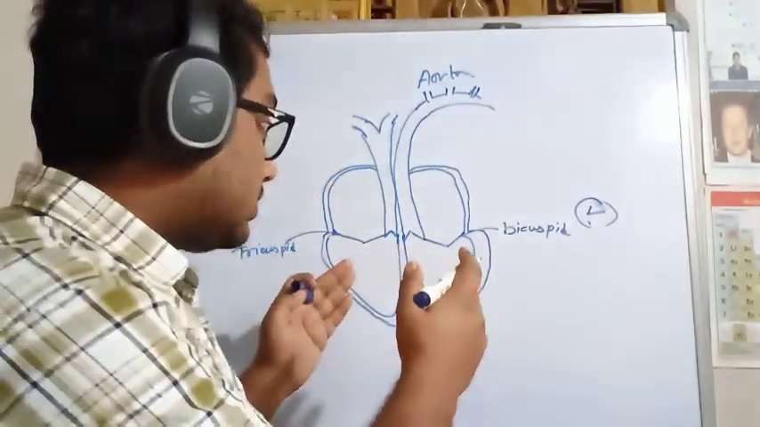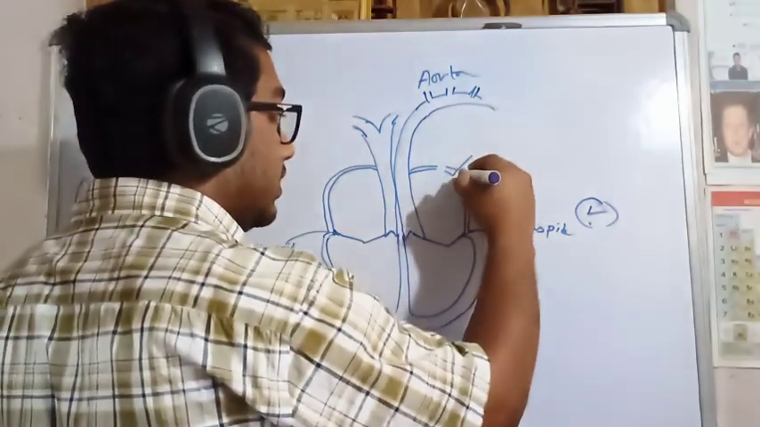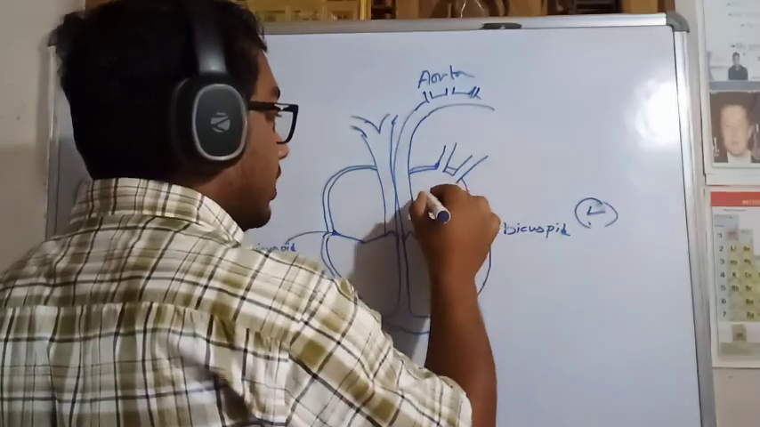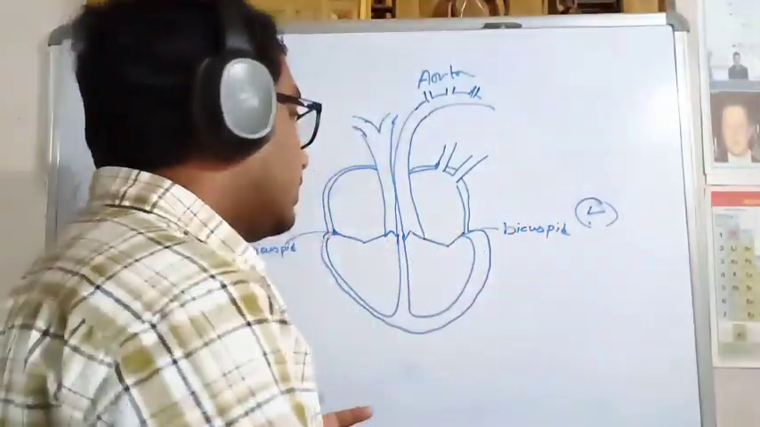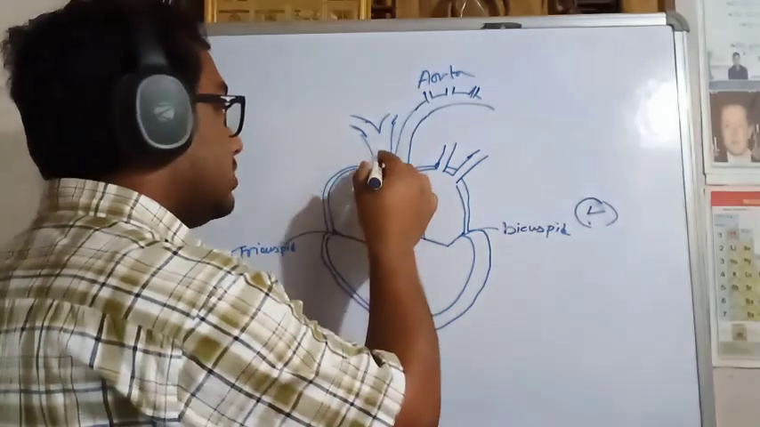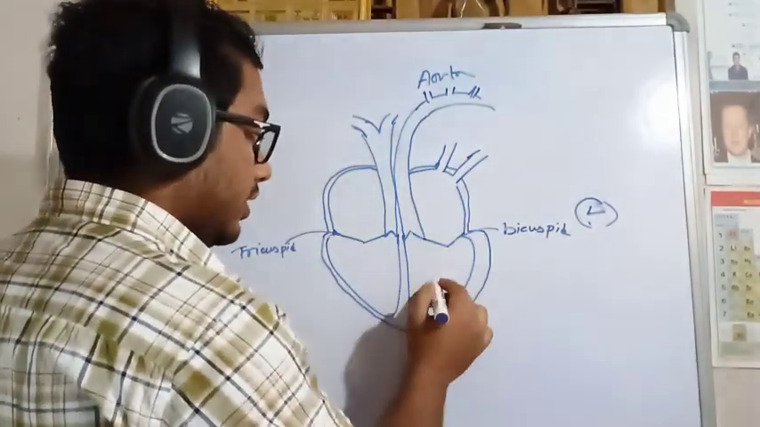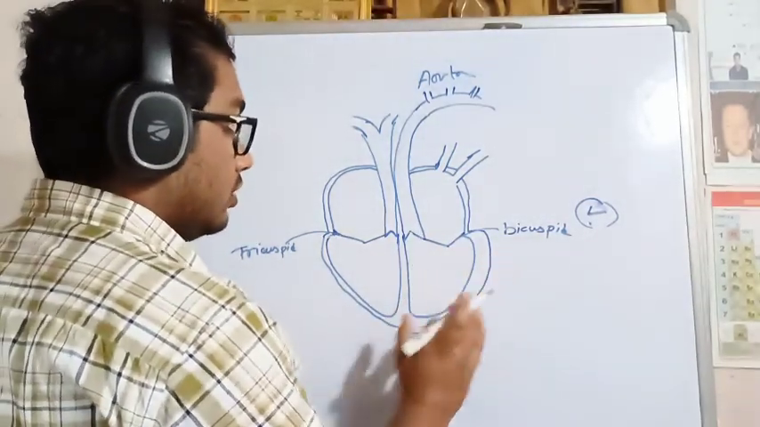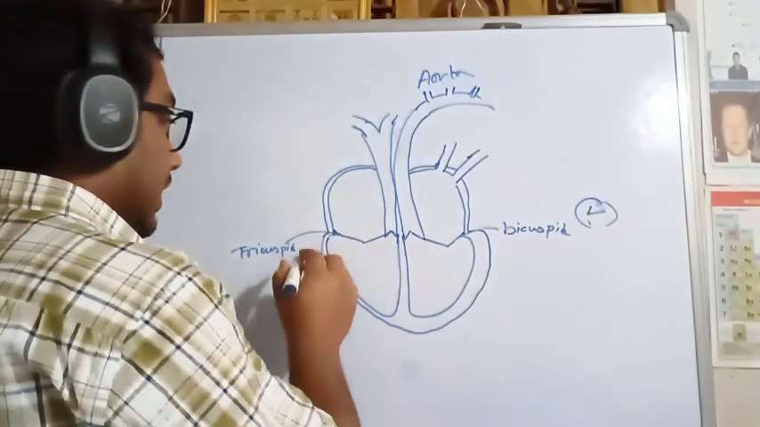And one more thing, blood first comes from the lungs by the pulmonary vein. This is the pulmonary vein and that is the pulmonary artery. The blood comes from here and there, and then goes by the left ventricle all over the body by the aorta.